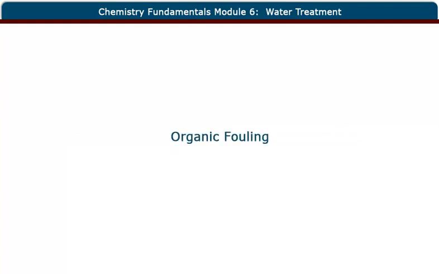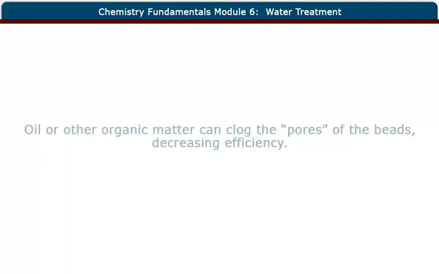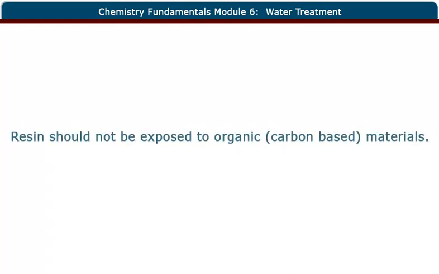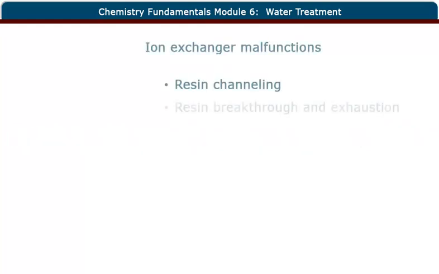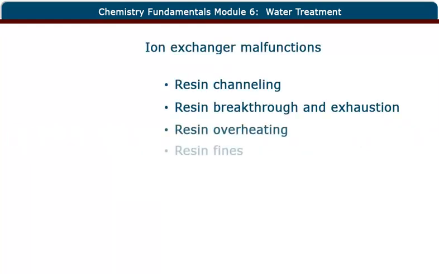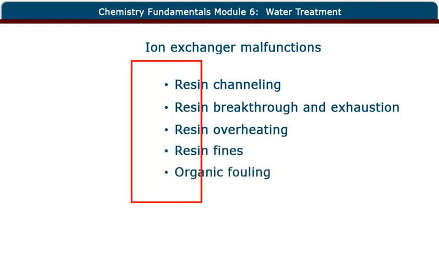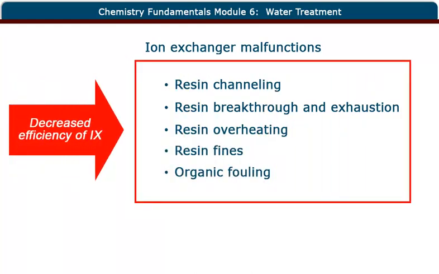Organic fouling. This is when carbon compounds, organic compounds like oil and grease, get into the exchanger and clog the pores, if you will. You want to make sure the water is free of these organic compounds before it goes through the ion exchanger. So the one thing all these malfunctions have in common is they all cause decreased efficiency of the ion exchanger.